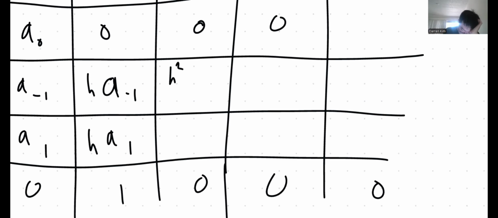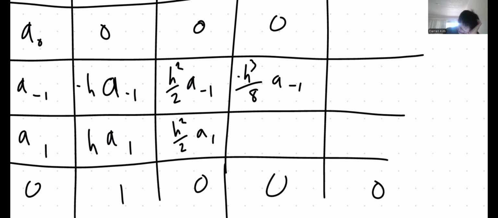A1 H squared divided by 2, A negative 1 H squared divided by 2. So no, I did this wrong. It's a minus here. And H cubed divided by 8, I think. Negative A1, and then positive H cubed, 8A negative 1. Let me check if I'm correct. No, I'm not. It's 6. Okay.